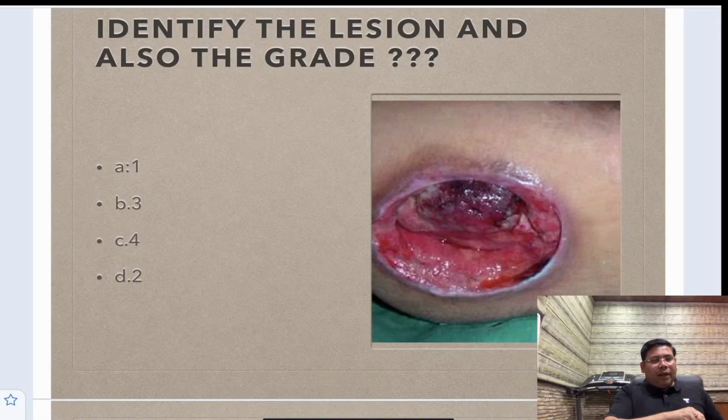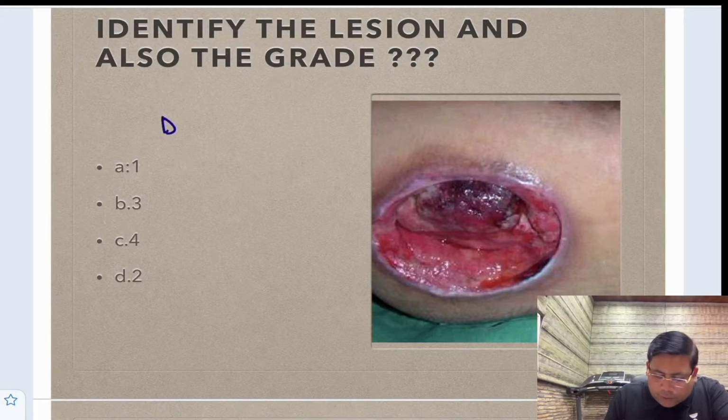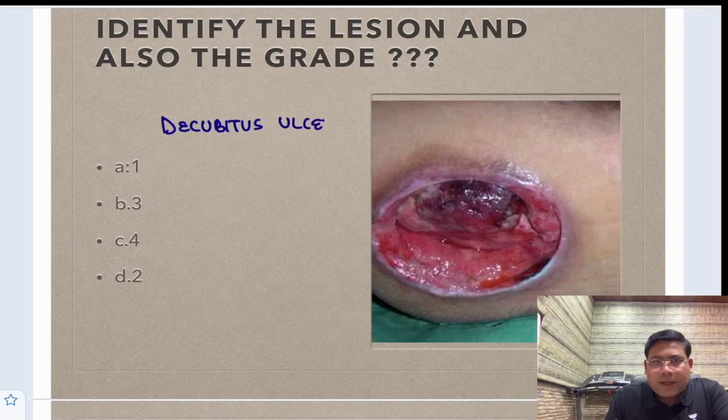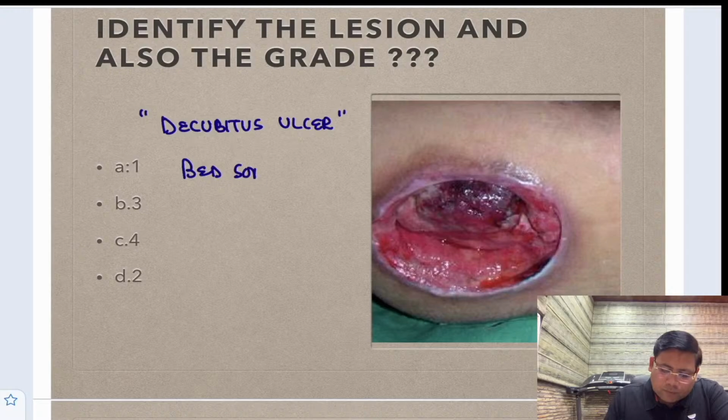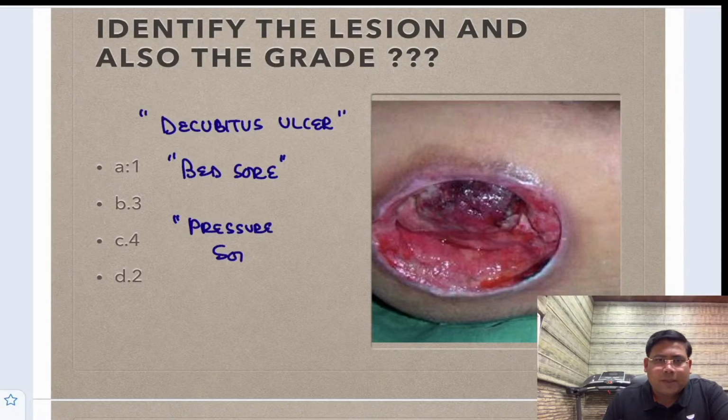Excellent. It's not a pilonidal sinus, students, because pilonidal sinus is not like this. Pilonidal sinus is totally different. Yes, it's a pressure sore. So you can say it's a decubitus ulcer. You can call it a bed sore. You can call it a pressure sore. So there are a lot of things that you need to understand. So pressure sores, bed sores, and decubitus ulcer.